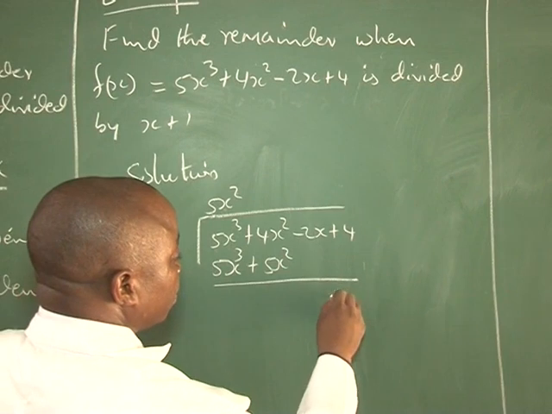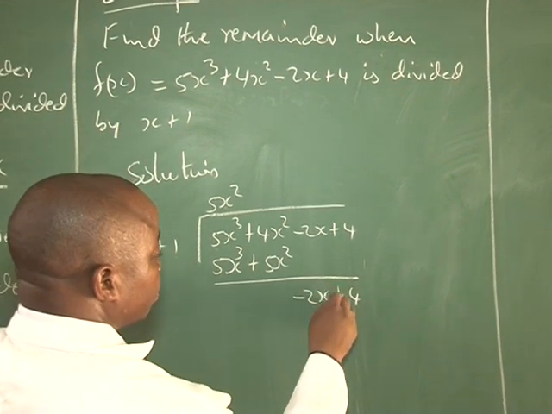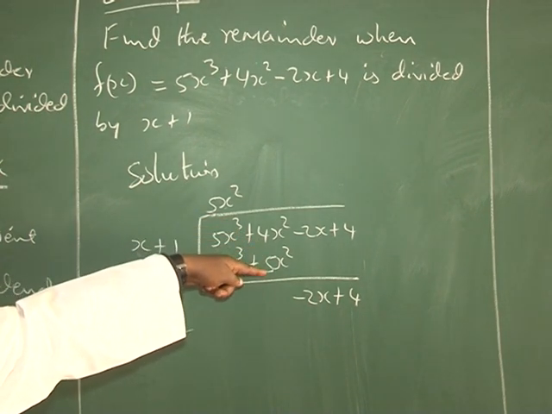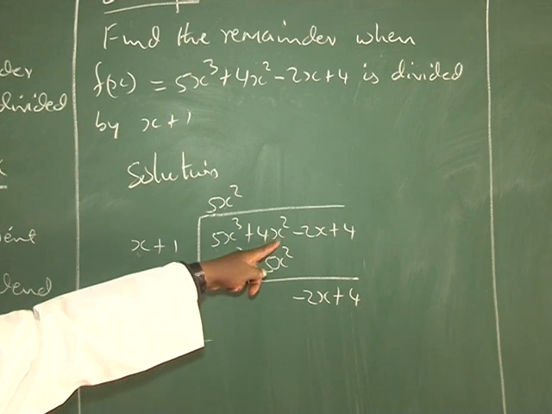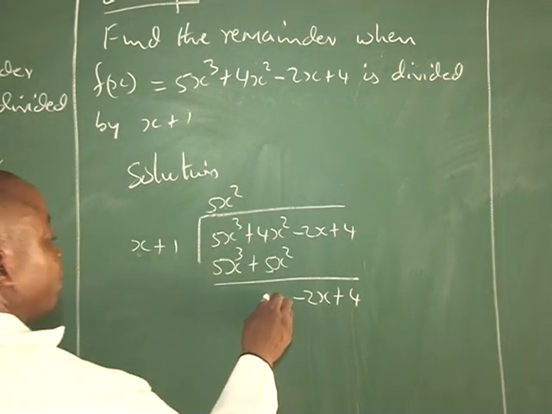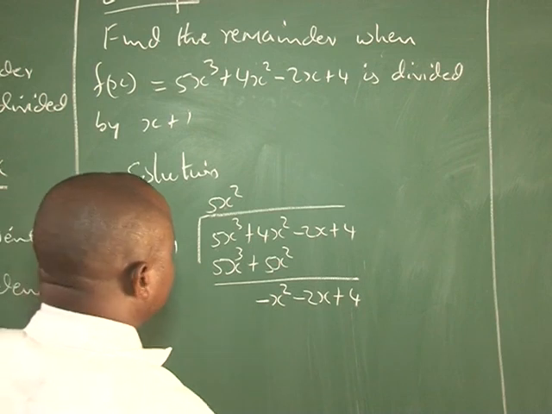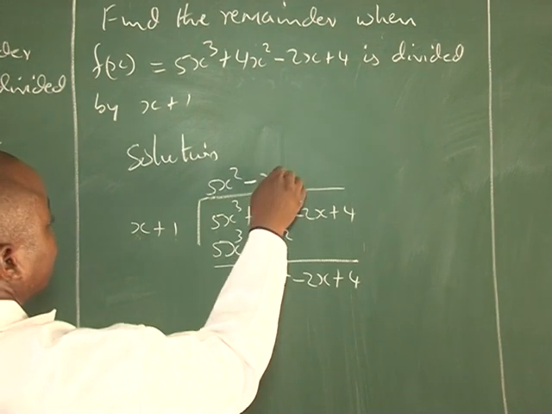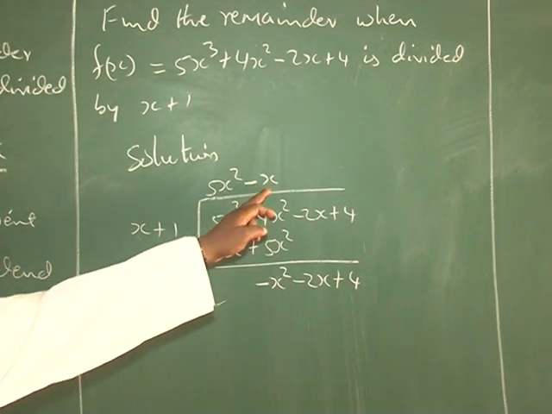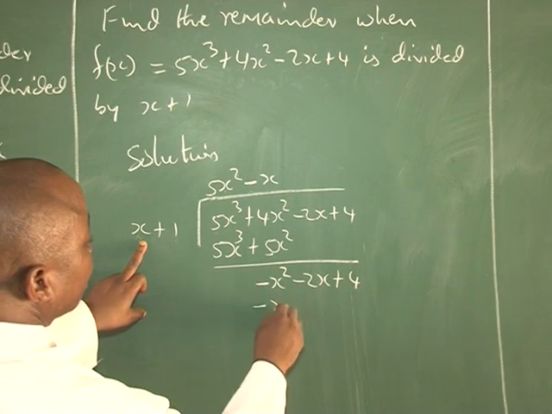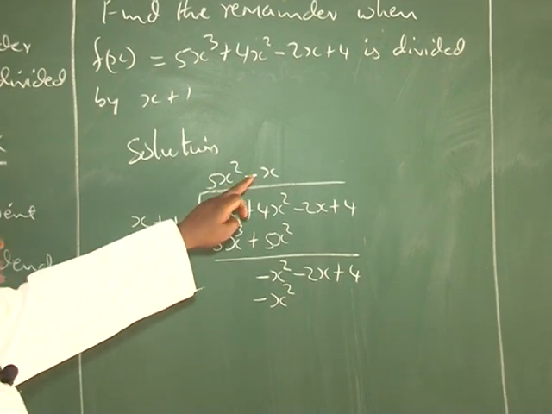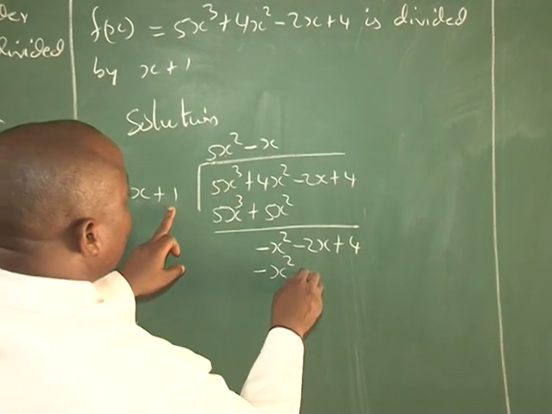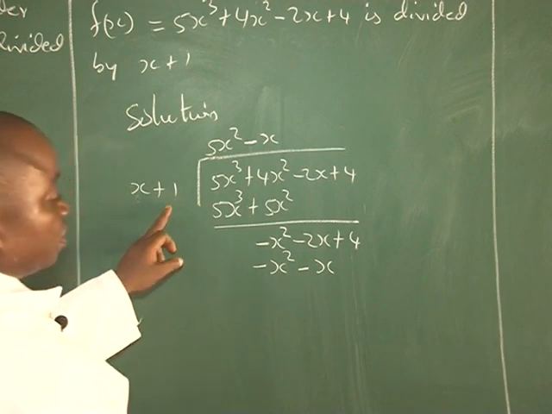Subtracting, we have 4 minus 2x. Now look at this. 4x squared minus 5x squared is giving us minus x squared. Now, minus x squared divided by x will give us minus x, because minus x times x will give us back minus x squared. Now, minus x times 1 will give us minus x.